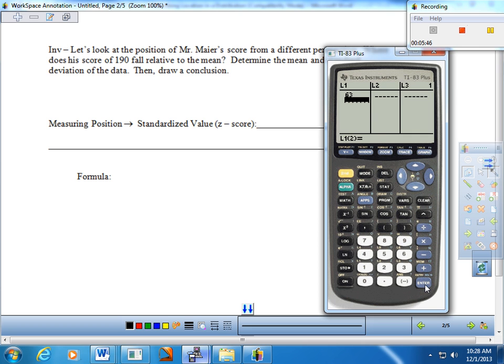So let's put in the data set. And I'll try to be fast with this. I'm sure you're going to be done before me. So enter your data in. By now you should be an expert at that.